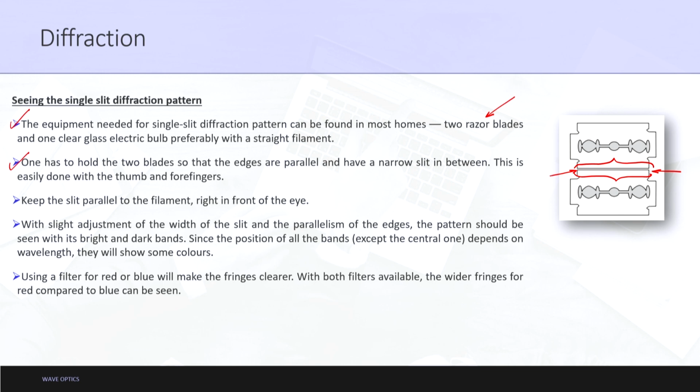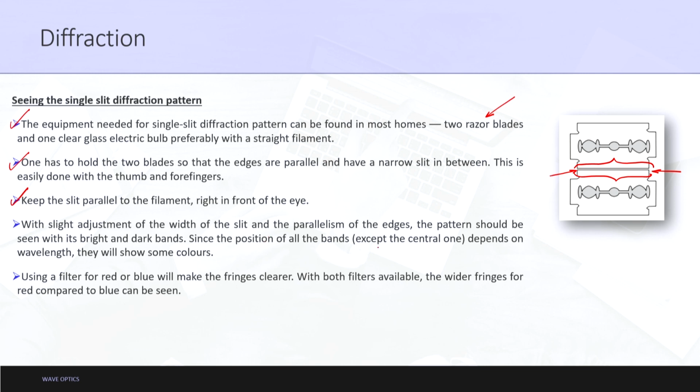Keep the slit parallel to the filament, right in front of the eye, so that there is no distortion of the light. Make sure that both edges are parallel. If they are not parallel and the slit is not forming correctly, we may not see the diffraction pattern. With slight adjustment of the width of the slit and the parallelism of the edges, the pattern should be seen with its bright and dark bands. Quite evidently, the diffraction pattern is nothing but simultaneous dark and bright bands. If we are careful with the complete arrangement, then we can see the bright and dark bands being observed.